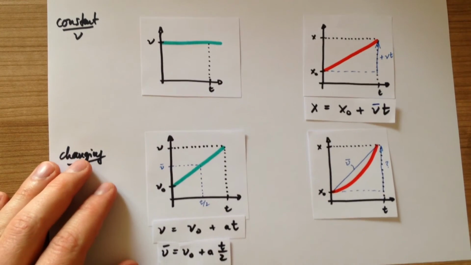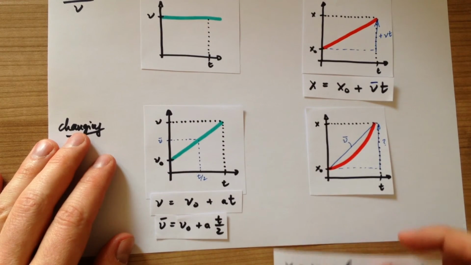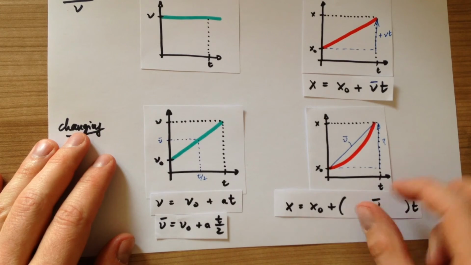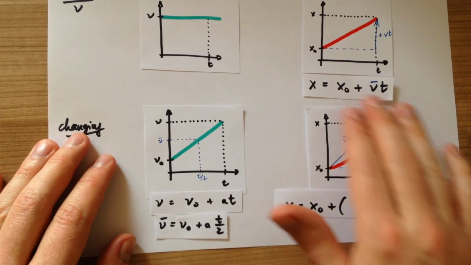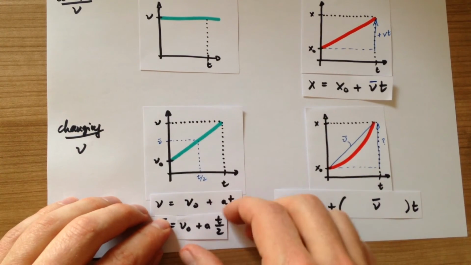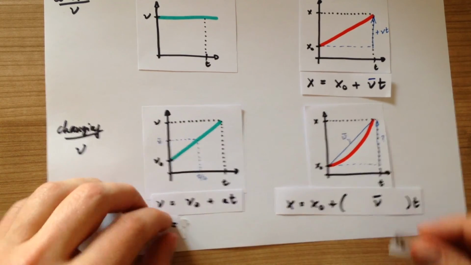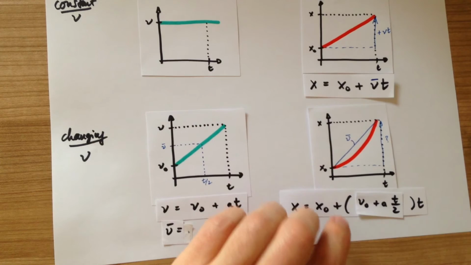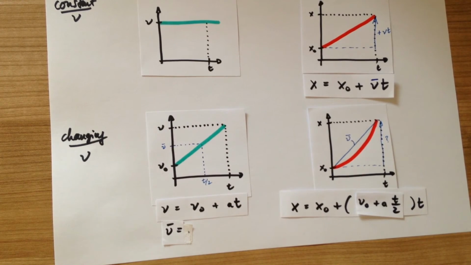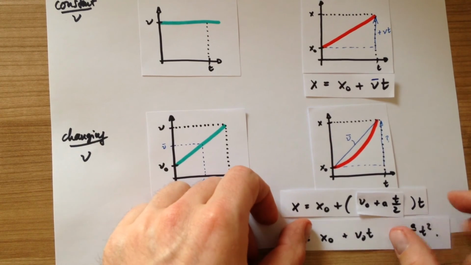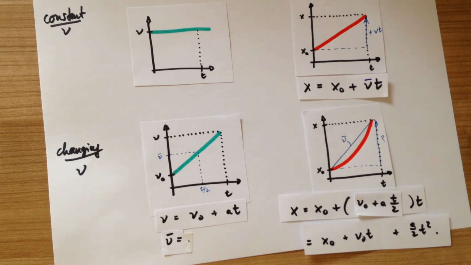But this is very important because the average velocity actually contains a factor of 1/2. It is v0 plus acceleration times half the time. Now if we insert this into the kinematic equation for the displacement and expand the bracket, we get exactly the second kinematic equation.